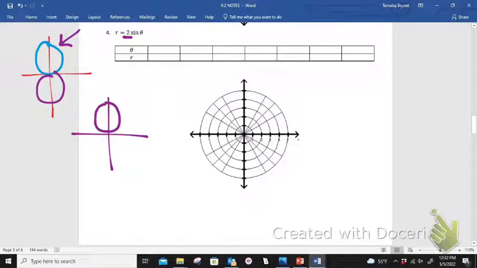So let's go ahead and fill out your table. So I'm just going to start here and just go around. So 0, 30, 45, 60, 90, 120, 135, and then we'll do 150 and 180. So go ahead and get those points using your calculator, filling your table and graph.